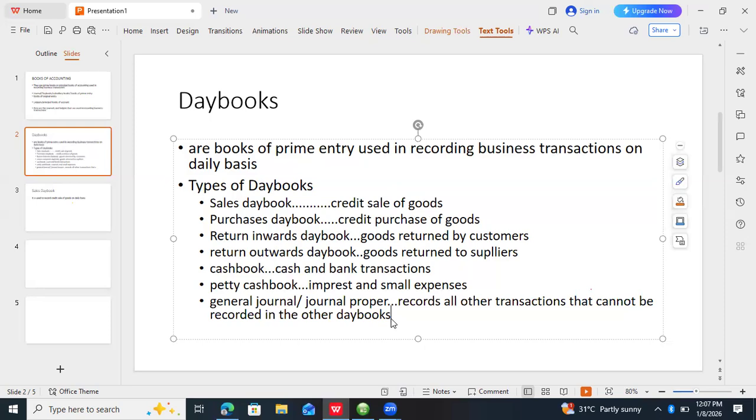Any questions so far before we break for the first session and we resume in the second session? Any question? Okay, so if there are no questions, let me ask you questions. So professors, how many books of accounts do we have? How many books of accounts do we have?